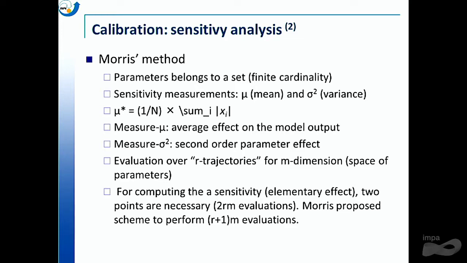And so for computing the sensitivity, the sensitivity is called elementary effect. 2 points are necessary, at least 2 points, in order to compute the derivative. Okay? And so this could be 2 R times M evaluations. But Morris proposed a scheme to perform only R plus 1 multiplied by M evaluations.